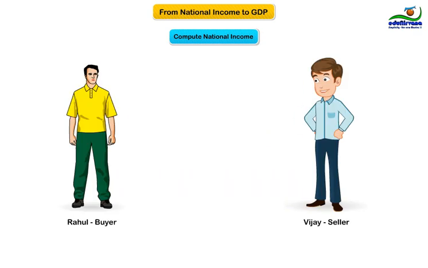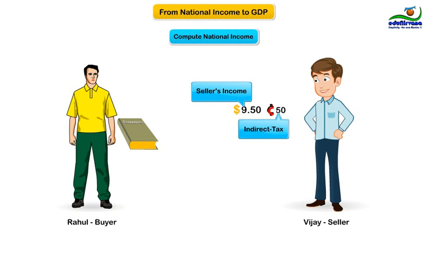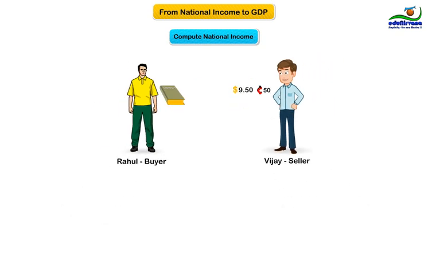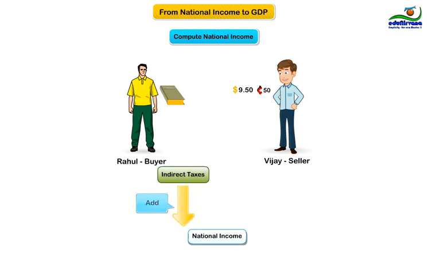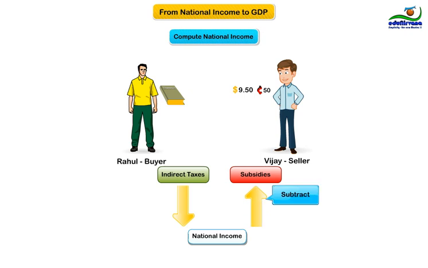For example, if Rahul spends $10 to buy a book, $9.50 of the $10 might end up in the seller's pocket as income, but 50 cents of the $10 might go for taxes. With this in mind, the income approach to computing GDP requires us to add certain things to national income and to subtract certain things from national income.